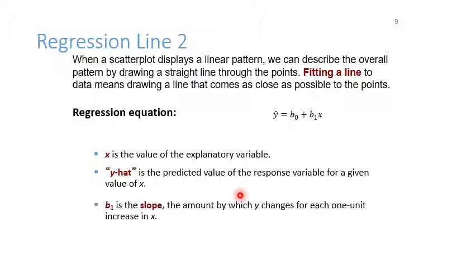Similarly, the regression line formula is also similar to the line formula. Y hat is the predicted value of the response variable for a given value of x. B naught is nothing but the intercept. What is the intercept? The value of y when x is equal to 0. B1 is the slope, the amount by which y changes for each 1 unit increase in x. And x, you already know, is the value of the explanatory variable.